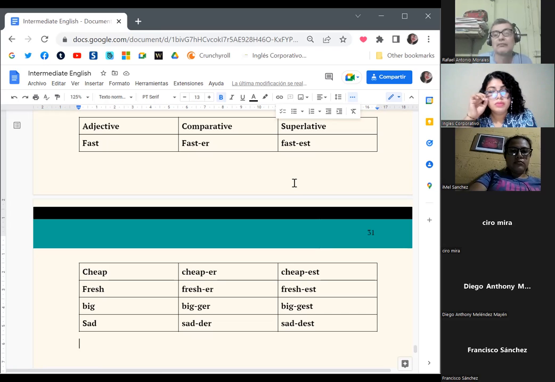So we are going to create the exercise, because we have about 5 minutes to end the session for today. Vamos a hacer el primer ejercicio. It's like this one. Es como esta tabla que tenemos acá. So in this case, I'm going to write the adjective, and you will help me to create the superlative and the comparative one. So we have the exercise here.